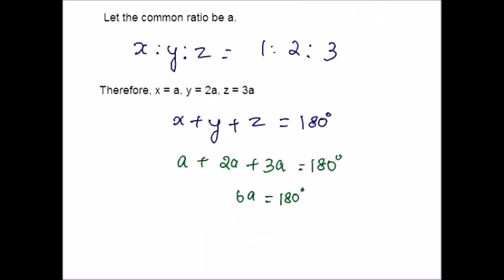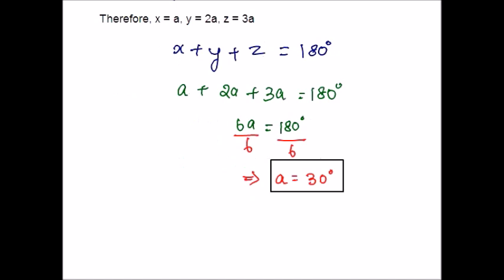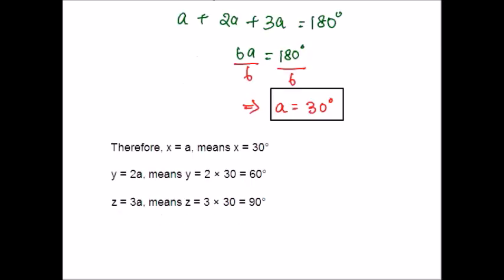So you'll be getting x equal to a. Therefore it means x is equal to 30 degrees. y equal to 2a. Replace a by 30. 2 times 30 will give you 60 degrees. 3 times 30 will give you 90 degrees. Therefore the measures of the angles are 30 degrees, 60 degrees and 90 degrees. Hope you are clear with this example.